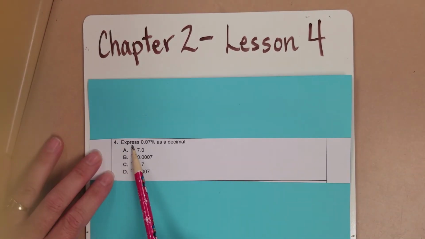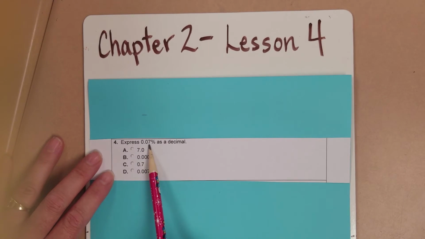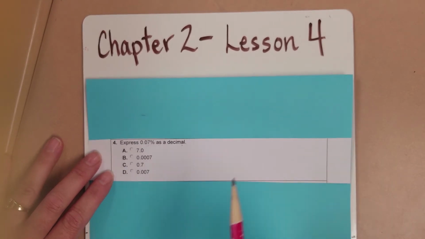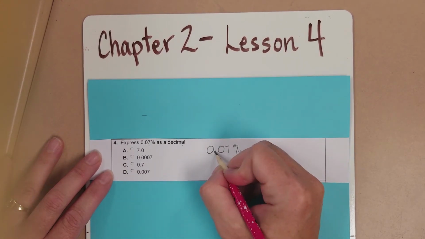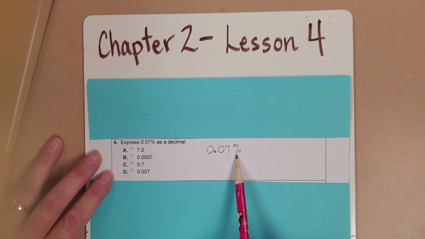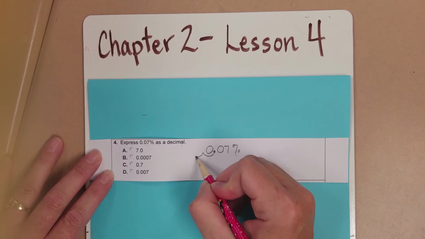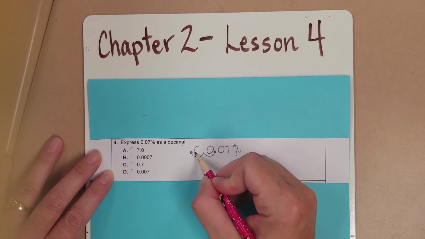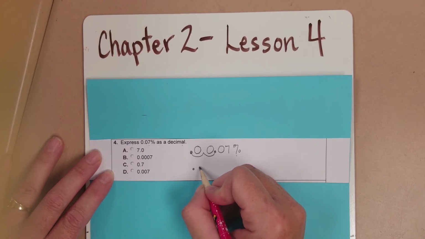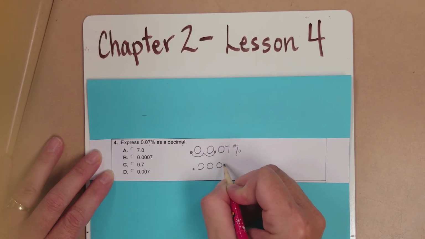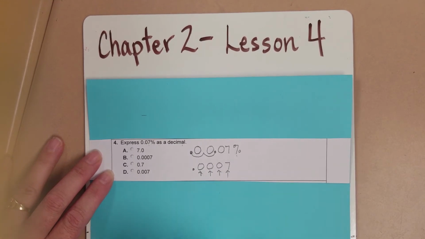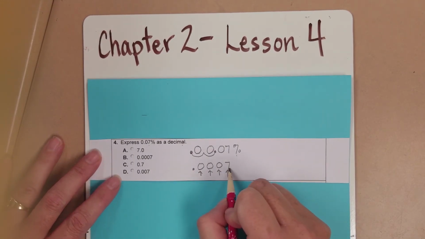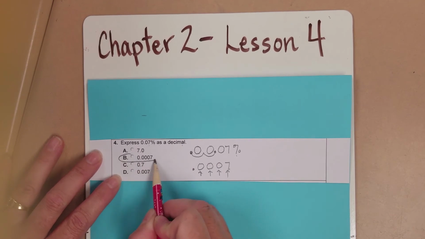Question number 4, express 7/100 percent as a decimal. 0.07%. To change a percent to a decimal, you need to move the decimal over to the left 2 times, 1, 2. Add a zero to hold the place, and your answer would be 0.0007. This is 7/10,000, and that is answer B.